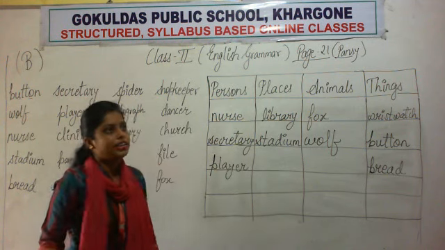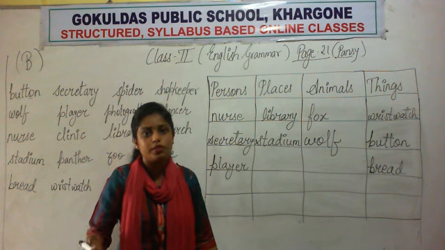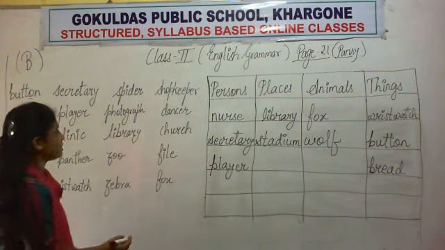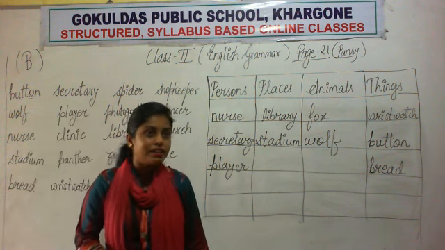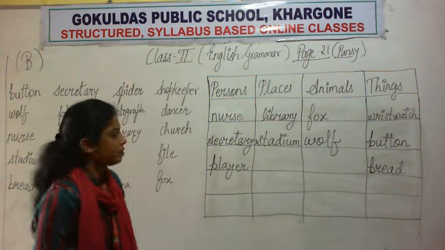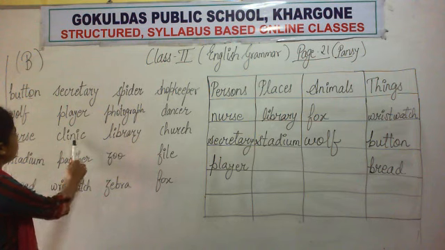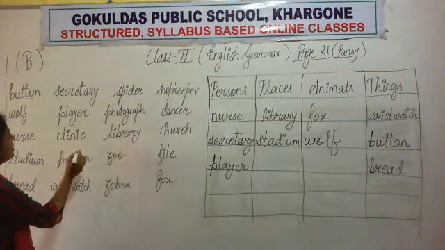Player means खिलाड़ी, जो कोई भी गेम खेलते हैं ना, जो वो होते हैं players. Okay. Just like cricket players, football players. Okay. Virat Kohli is a cricket player. Okay. Then just like that, player. Then next is clinic.